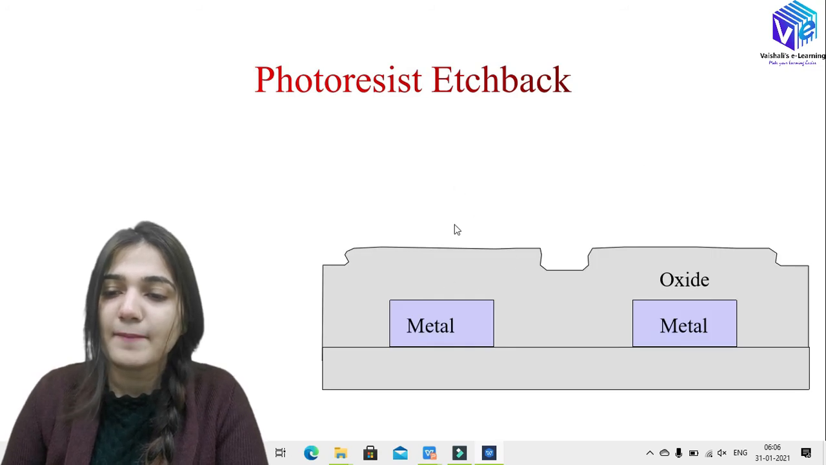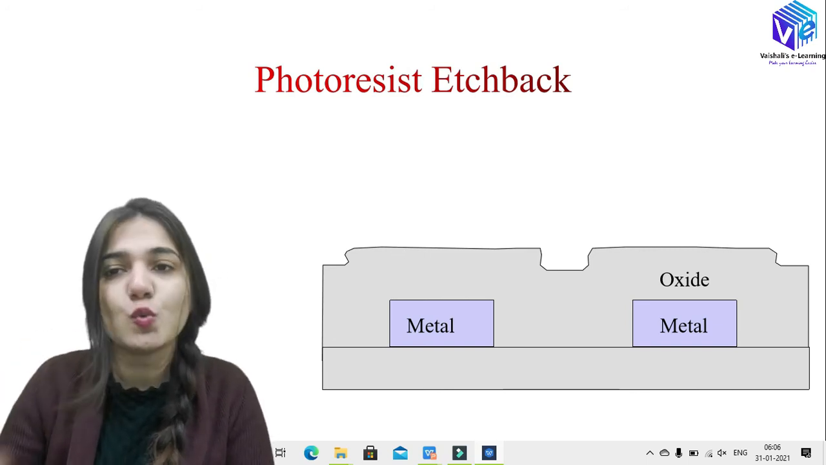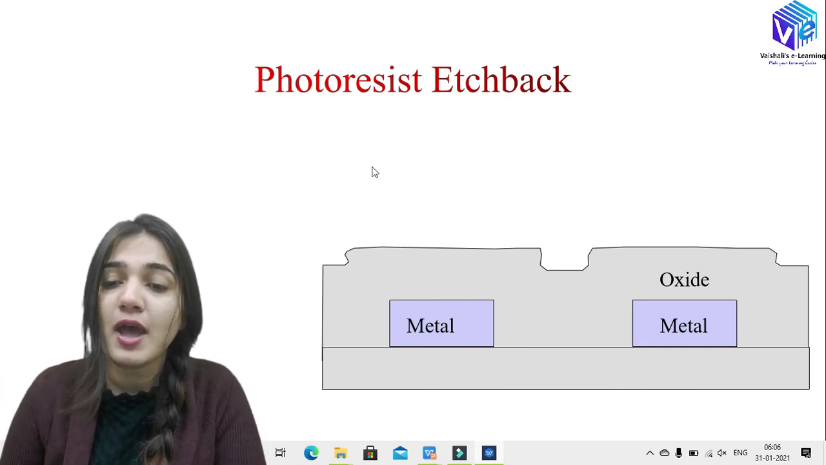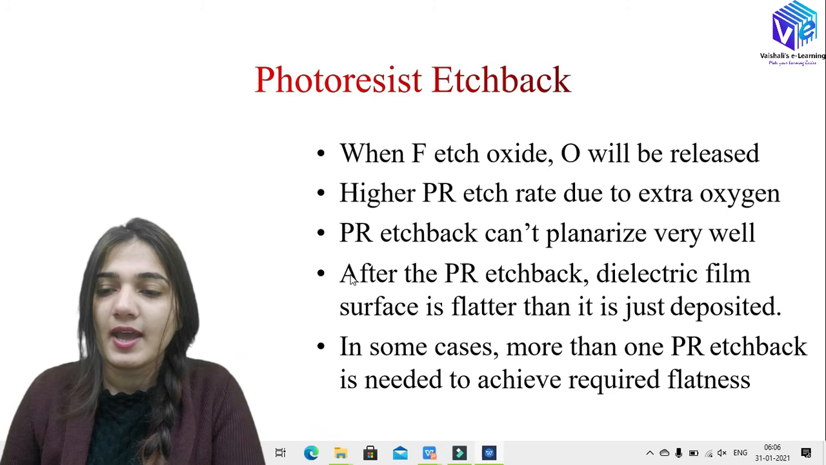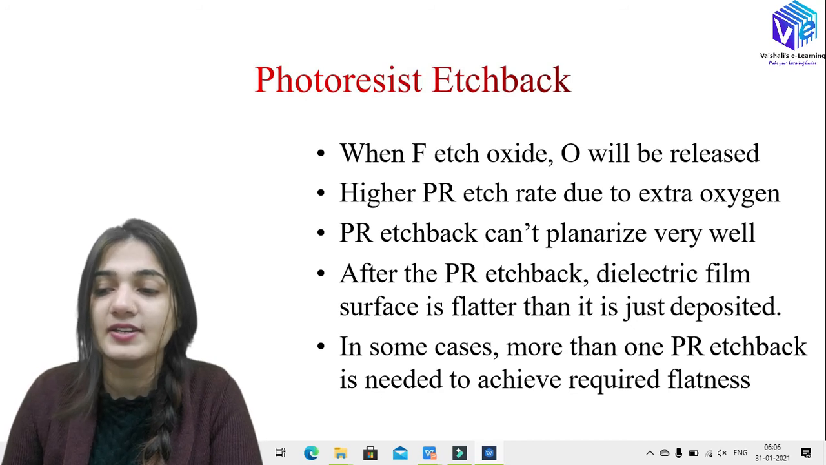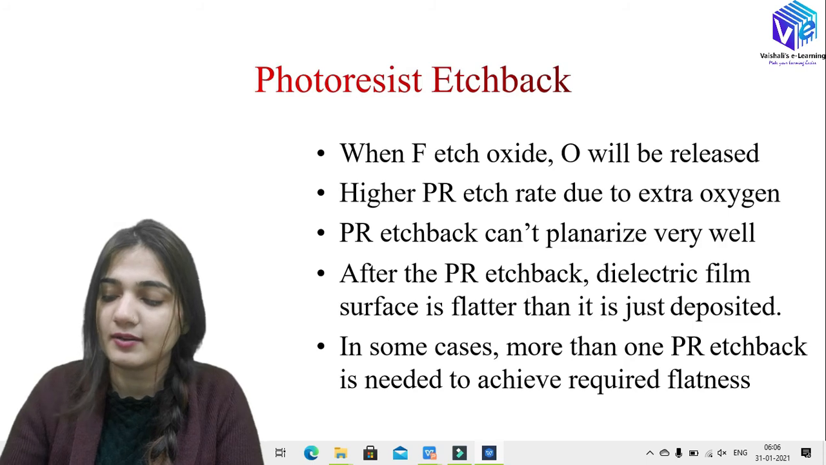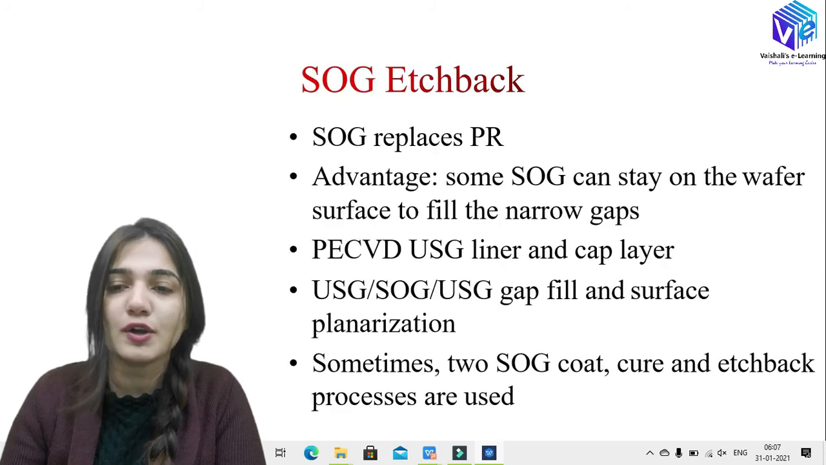Because if I am using fluorine radical to remove this oxide, sometimes the oxygen radicals are released from this oxide layer as well. So even if I am using the 1:1 ratio of CF4 and O2, I will still get more oxygen radicals which are removing the photoresist faster. The photoresist etchback can't planarize very well, but after the photoresist etchback the dielectric film surface is flatter than when it was just deposited. In some cases we can reuse the photoresist etchback process more than once, and we can get a better flatness after 2 or 3 cycles.